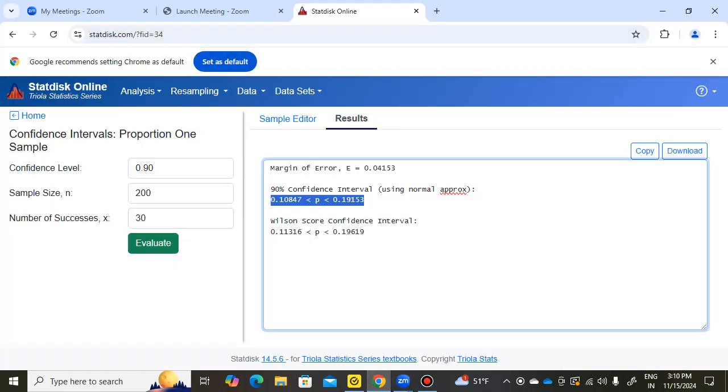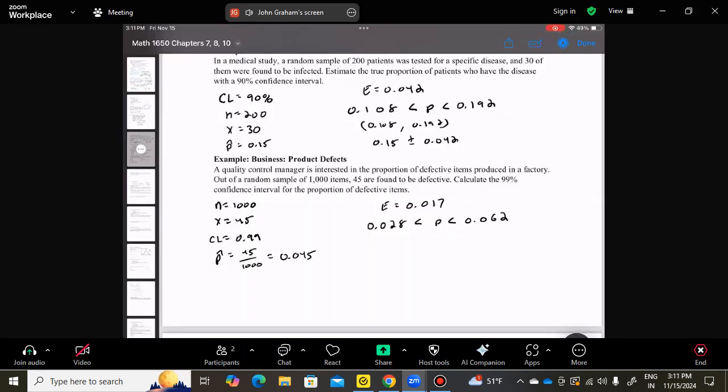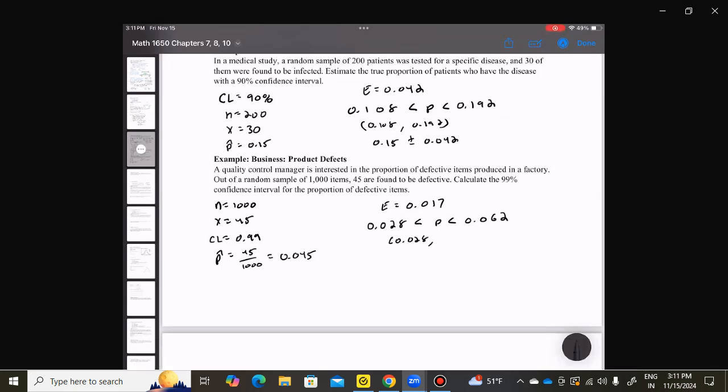Alright, so let's put this into StatDisk. 0.99 is your confidence level, 1,000 is your sample size, and successes is 45. So the margin of error is 0.017. The confidence interval is 0.028 less than P less than 0.062. So we can write this as 0.028 comma 0.062, or 0.045 plus or minus 0.017.